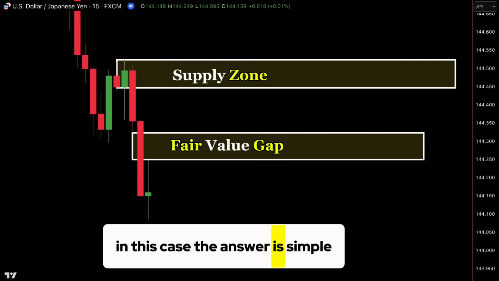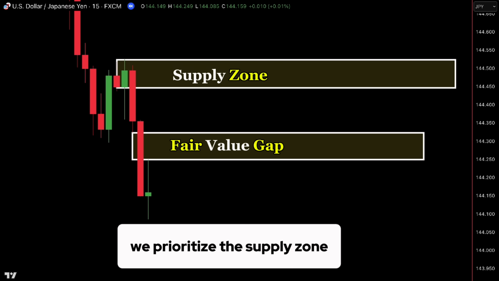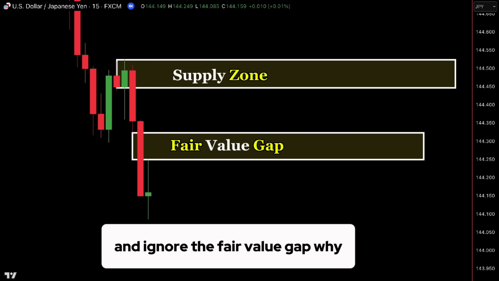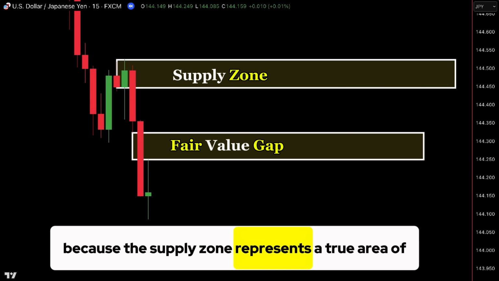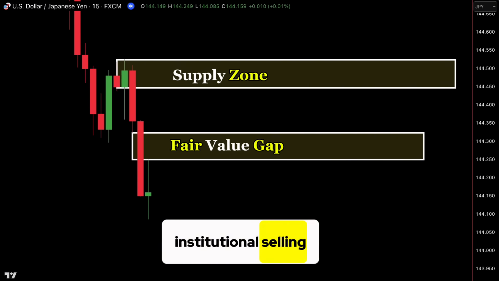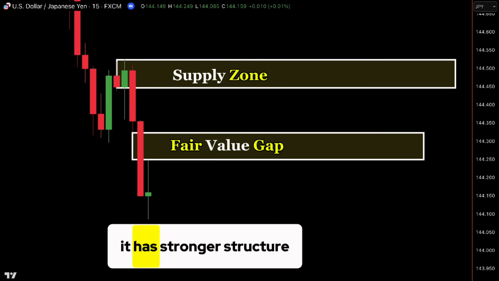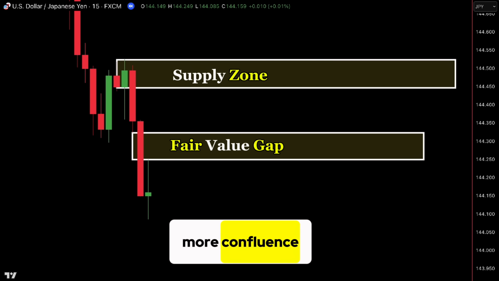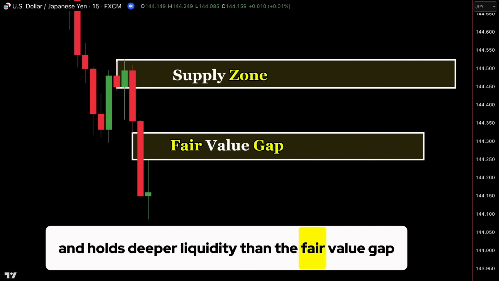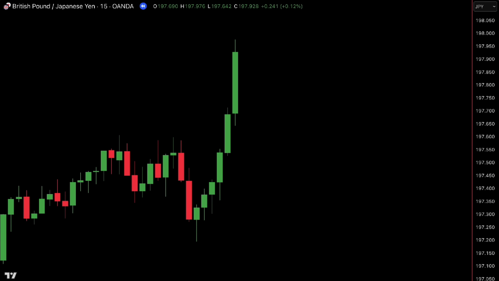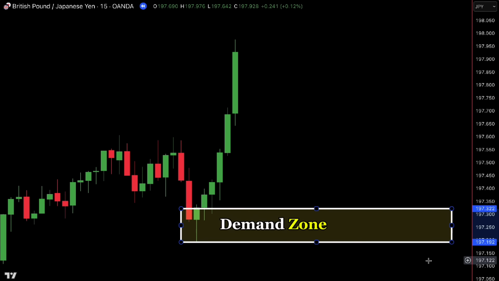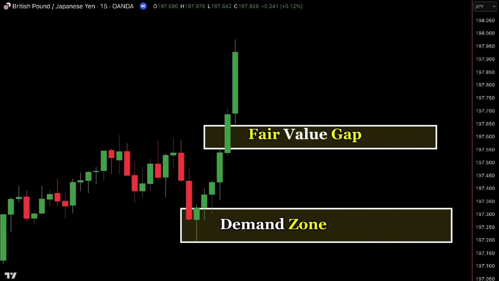In this case, the answer is simple. We prioritize the supply zone and ignore the fair value gap. Why? Because the supply zone represents a true area of institutional selling, where smart money likely place large orders. It has stronger structure, more confluence, and holds deeper liquidity than the fair value gap in this context. Let's look at another example. This time we have a strong demand zone, and just above it there's a fair value gap. Same principle applies. We ignore the fair value gap and focus on the demand zone.